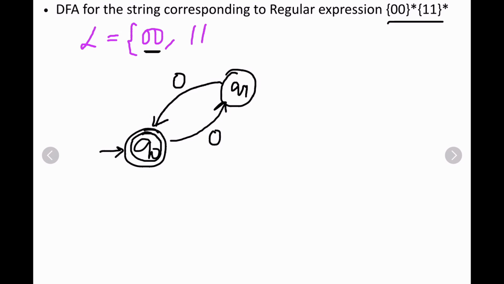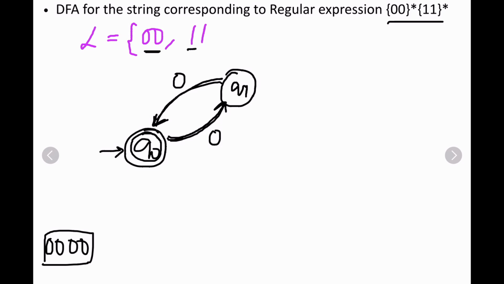So it can take any combination of 0 0 0 0. This is also a valid string because it contains 4 zeros, because the star indicates that it can appear 0 times or more times. Any number of combinations can come, and it will come back to the final state.